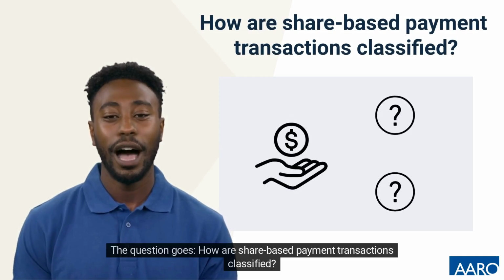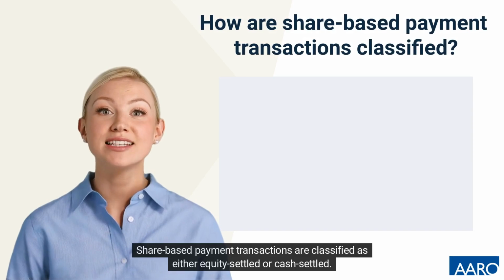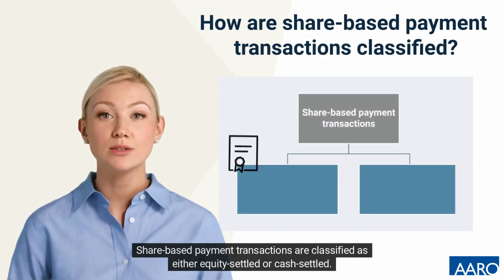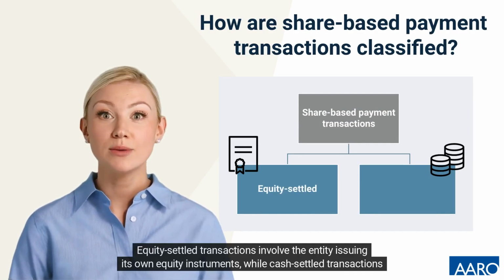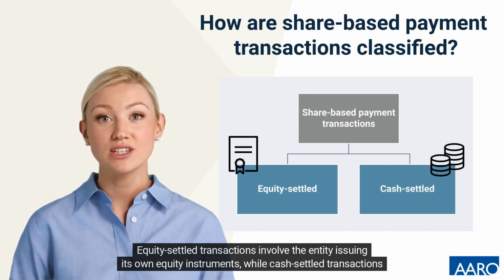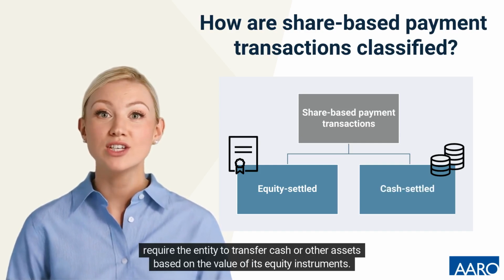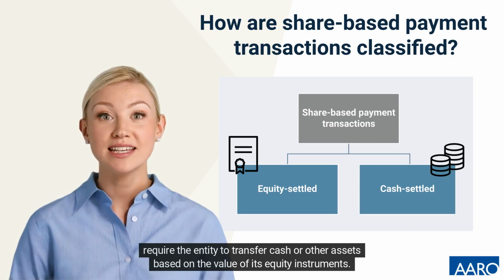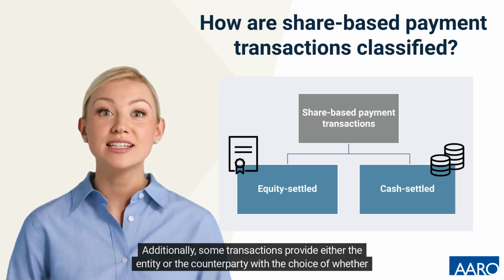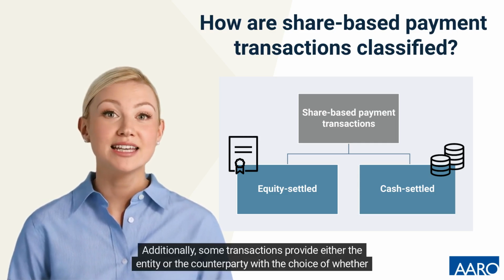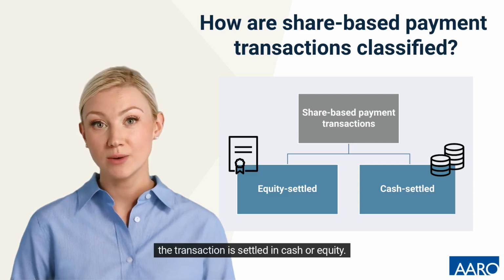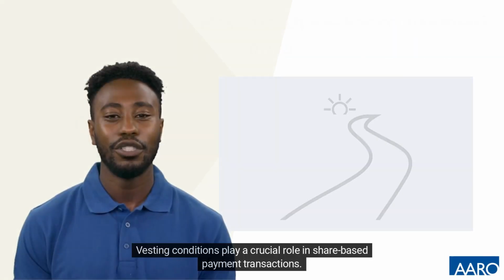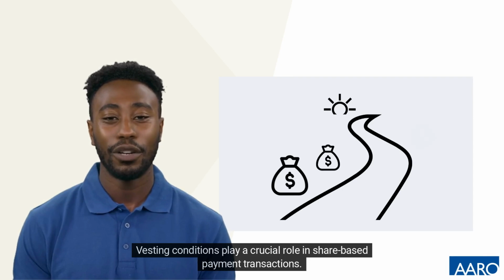The question is, how are share-based payment transactions classified? Share-based payment transactions are classified as either equity-settled or cash-settled. Equity-settled transactions involve the entity issuing its own equity instruments, while cash-settled transactions require the entity to transfer cash or other assets based on the value of its equity instruments. Additionally, some transactions provide either the entity or the counterparty with the choice of whether the transaction is settled in cash or equity.